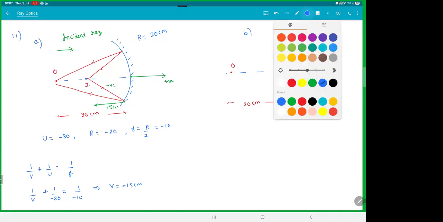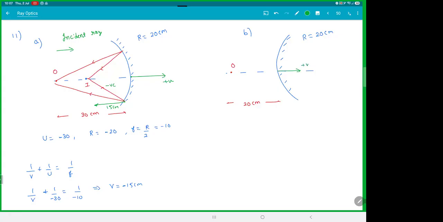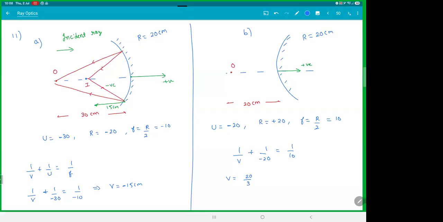Same story here. Light rays are going to the right, so this is positive. The U is minus 20. R is plus 20. So focal length R by 2 is plus 10. Substitute in the formula 1 by V plus 1 by U is 1 by F. So V is equal to 20 by 3 centimeters. Plus indicates image is on the right hand side, meaning these light rays went here and they bounced off like this. And when you extend them, the image is forming somewhere here. This is virtual. That is the meaning of this.